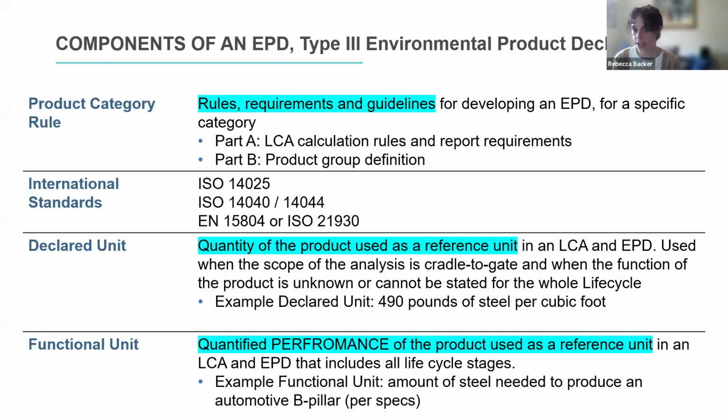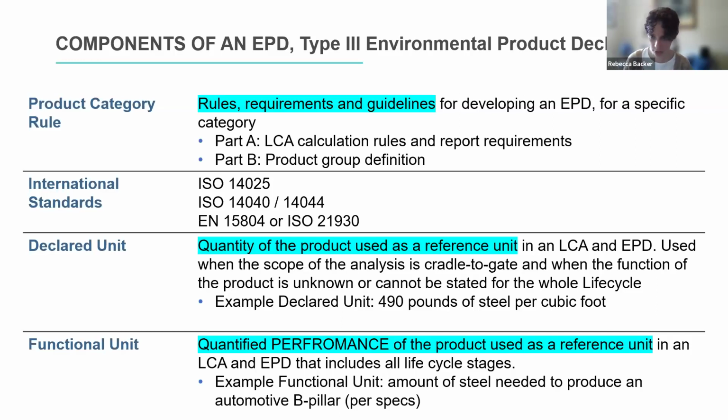A declared unit is essentially a physical amount of a product that is used as the basis for the analysis, whereas a functional unit is the quantified performance of that same product. You won't always see a product category rule having both a declared unit and a functional unit. You'll have the one or the other depending on what is most applicable to the product.